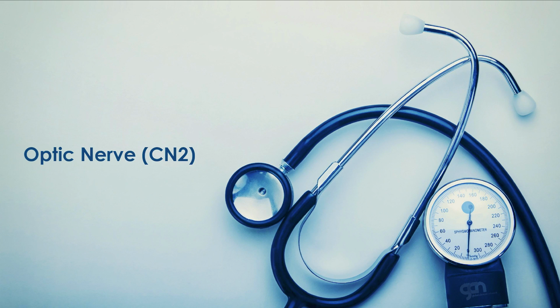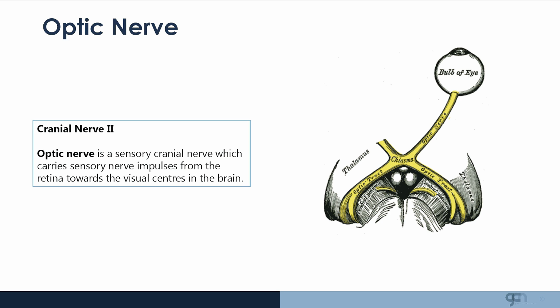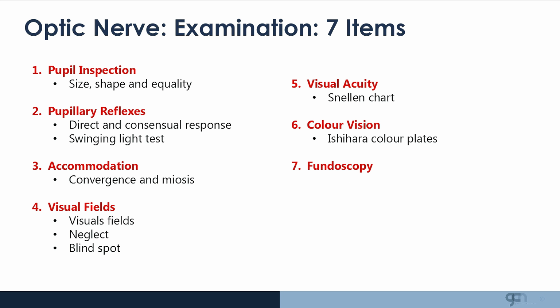Welcome to this medicine masterclass on the second cranial nerve, the optic nerve. The optic nerve is a sensory cranial nerve which carries impulses from the retina towards the visual centers in the brain. When examining this nerve, there are several items that you should focus on.